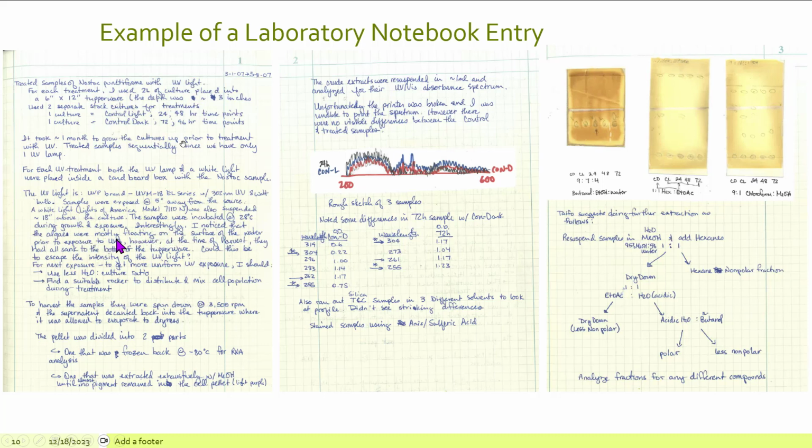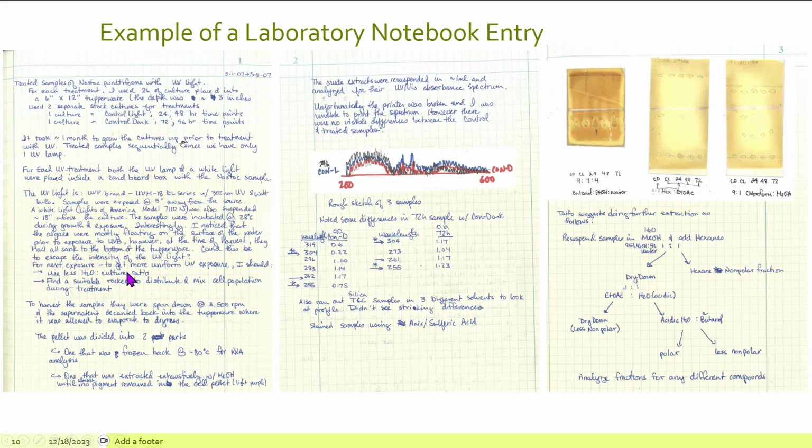Interestingly, I noticed that the algae were mostly floating on the surface of the water prior to exposure to UVB. However, at the time of harvest, they had all sank to the bottom of the Tupperware. Could this be to try to escape the intensity of the UV light? Could they be dead? I don't know. Okay, but there is some observation there.